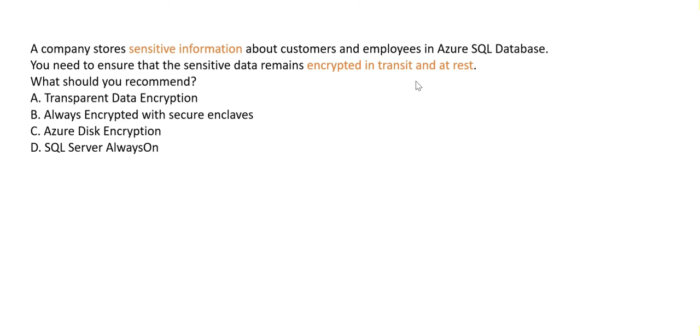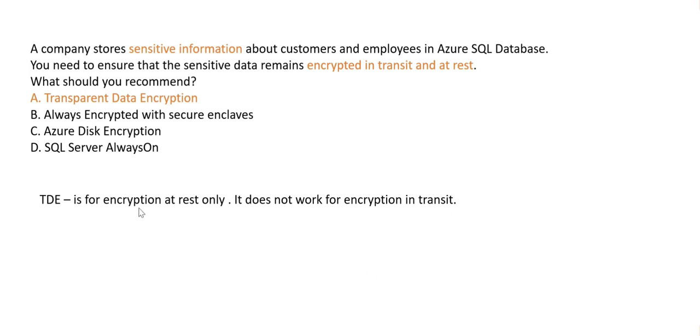Let's look at the option TDE, option A. TDE is for encryption at rest only. It does not work for encryption in transit. So we will strike this out. Next option is C, Azure Disk Encryption. Azure Disk Encryption is for VMs and not for database. It works only for VMs. Whatever the storage of the VM is, it will fully encrypt that disk. Hence we will strike this option.